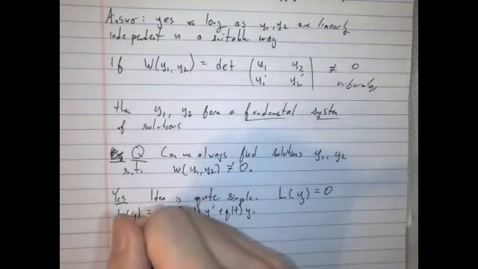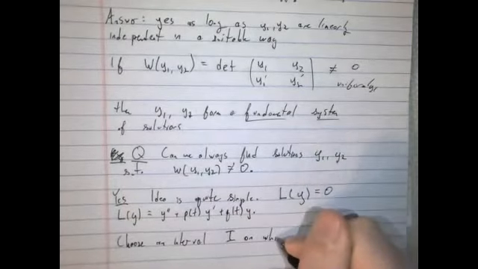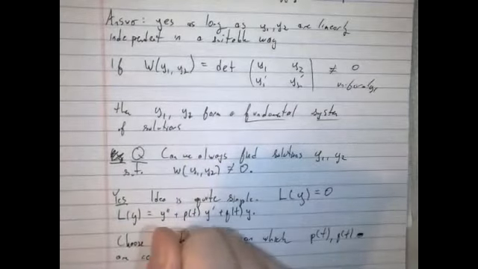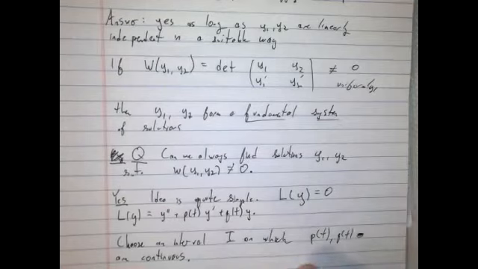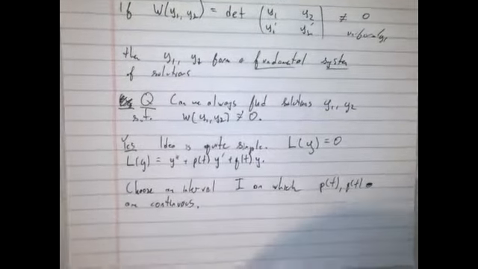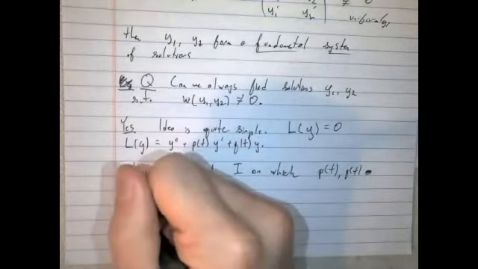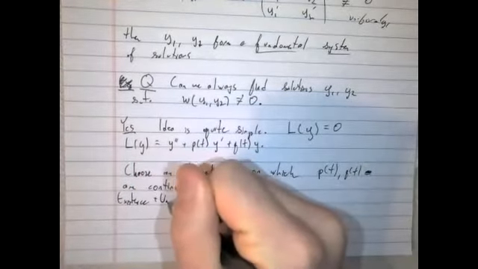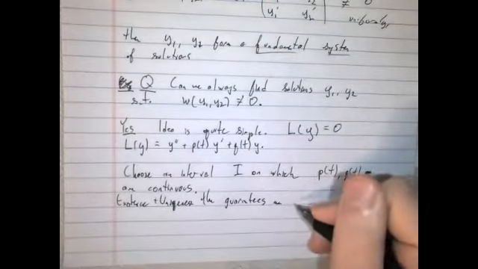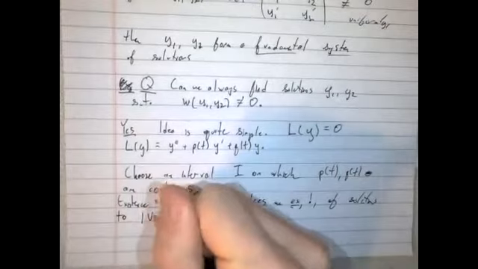Okay, so what we need to do is choose an interval I on which p of t and q of t are continuous. What am I guaranteed on intervals I where p of t and q of t are continuous? Existence? Yes, I get existence and uniqueness on this interval. So the existence plus uniqueness theorem guarantees me existence and uniqueness of solutions to IVPs on this interval.